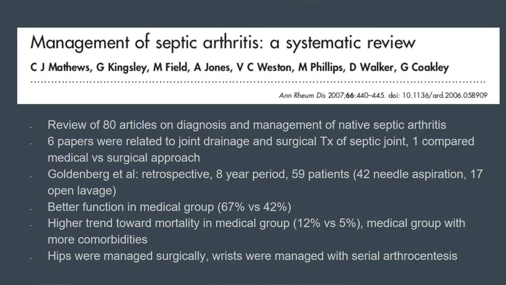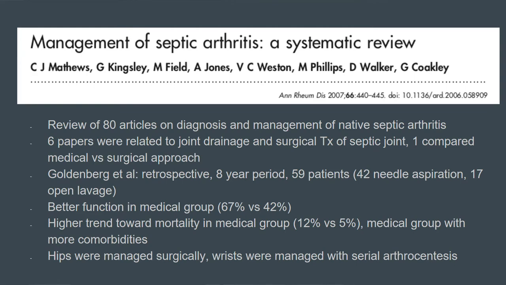This was a systematic review looking at the management of septic arthritis. They basically reviewed 80 articles for native joint septic arthritis, and then they found 6 papers. Out of the 6, 5 of them looked at surgical approach, so I didn't include those, but then one looked at medical versus surgical. Again, this was an 8-year retrospective study with 59 total patients, and they had better function in the medical group, 67 versus 42%.